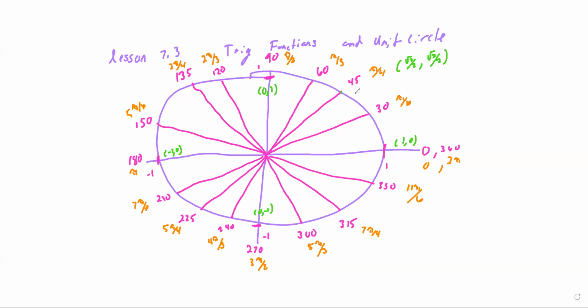After that, you need to memorize what your signs are. This is positive, positive. This is negative, positive. So this one here would be negative square root of 2 over 2, comma, square root 2 over 2. This one here is negative, negative. So this would be negative square root of 2 over 2, comma, negative square root of 2 over 2. This is positive, negative. So then this one would be square root of 2 over 2, comma, negative square root of 2 over 2.